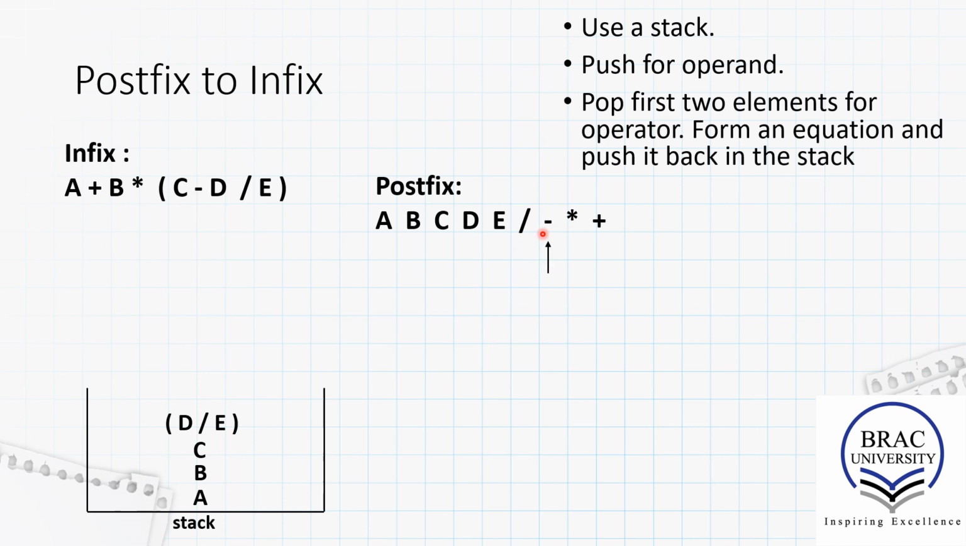Now I have received a minus operator. Upon receiving an operator, I will pop my stack twice. When I pop it for the first time, this expression will go after the minus sign, and next when I pop it, this element will go before the minus sign. And I will enclose them in first brackets, and I will push this content back into my stack.